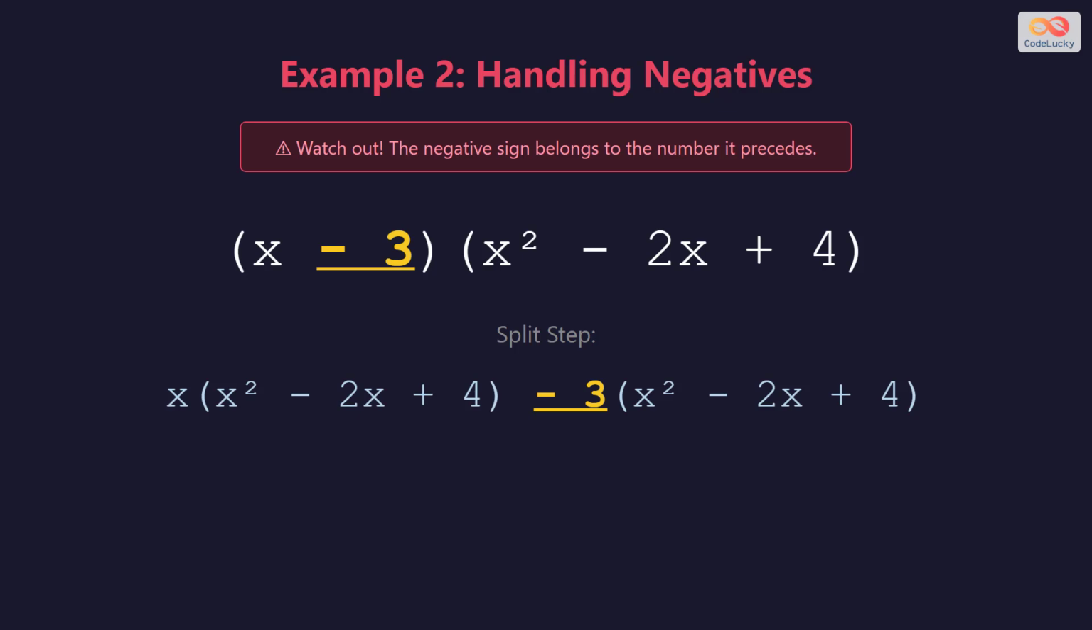Things get a bit trickier with negative numbers. Let's look at x minus 3 multiplied by a trinomial. The most important thing to remember is that the negative sign belongs to the 3. When we split the binomial, we must carry that negative sign with the 3.